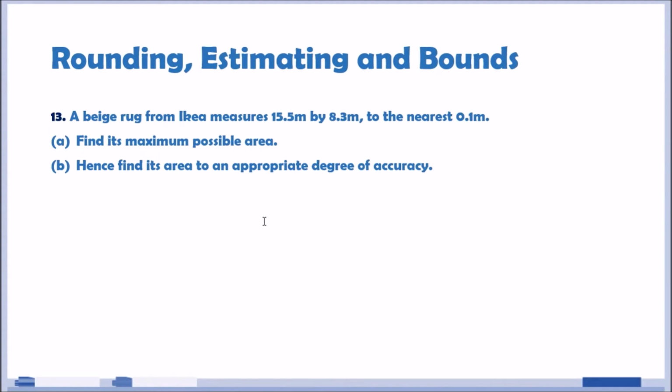Okay, so we're doing shopping. Here we have a beige rug from IKEA which measures 15.5 meters by 8.3 meters to the nearest 0.1 meter. They want us to find the maximum possible area and hence find the area to an appropriate degree of accuracy, i.e. round it well. Now, the purpose is to find the nearest 0.1, so this immediately implies that we should look at half the nearest unit, in other words, plus 0.05 meters or minus 0.05 meters. This gives a lower and upper bound.